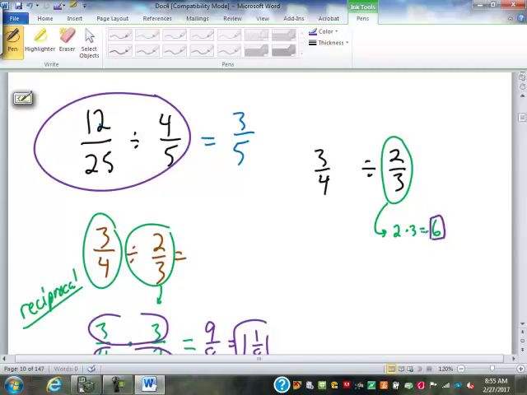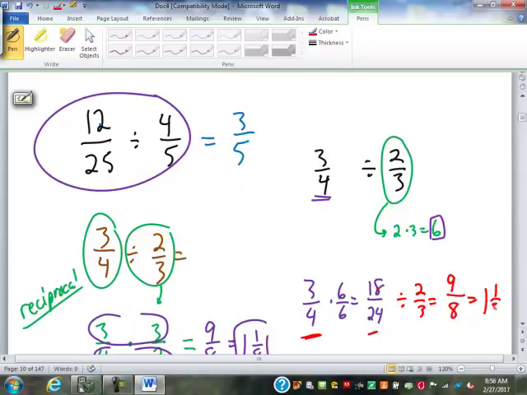We're going to use that 6 to rename our first fraction. By rename, I mean this. We're going to multiply by 6 on top and bottom. What's 3 times 6? 18, and 4 times 6? 24. And then we'll divide it. So 18/24ths and 3/4 are the same value, right? We just change its appearance. Then if we divide by 2/3, what's 18 divided by 2? 9. And 24 divided by 3 is 8. 9/8, or 1 1/8. That's the answer we got over here.